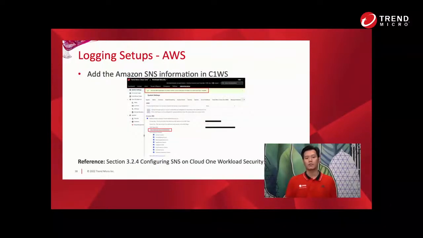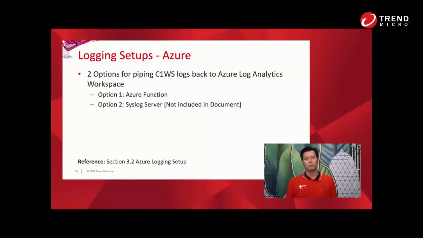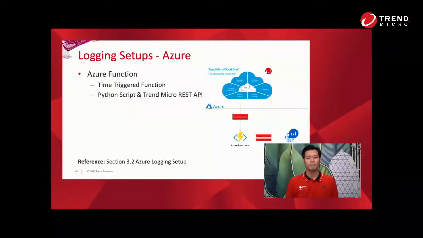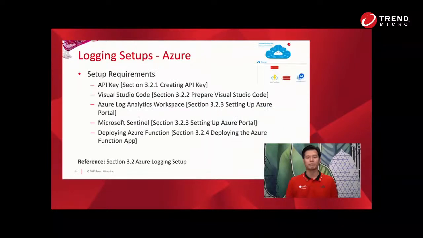So after setting up the scripts, remember to do a test to make sure the SNS topic works. Now we will move into Azure. So this is how the Azure function works in terms of piping logs. These are the variables that are required as part of the Azure logging setup.